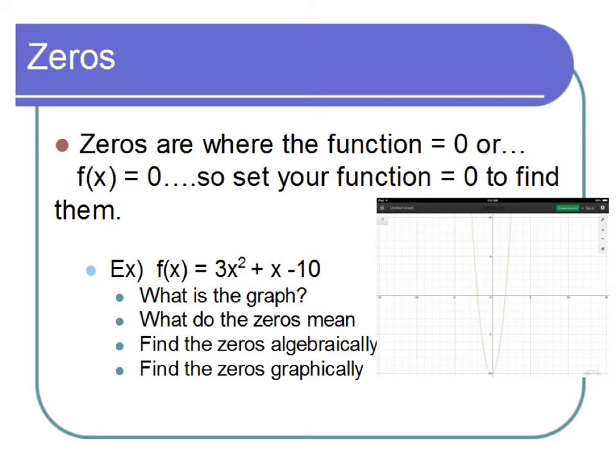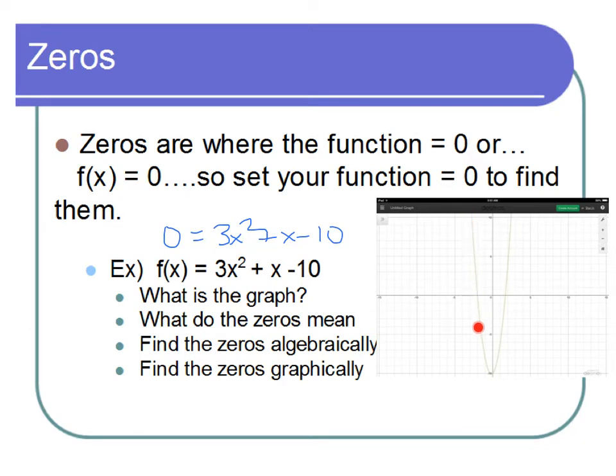All right, here's the next topic we're going to look at, the zeros. We've done a little bit with zeros already. Says here, zeros are where your function equals 0, or f of x is equal to 0. So typically what we do is we set our function equal to 0. So if it looks like this, we would change it to 0 equals 3x squared plus x minus 10. Okay, so let's just talk briefly about what that means and what happens when you're finding zeros.